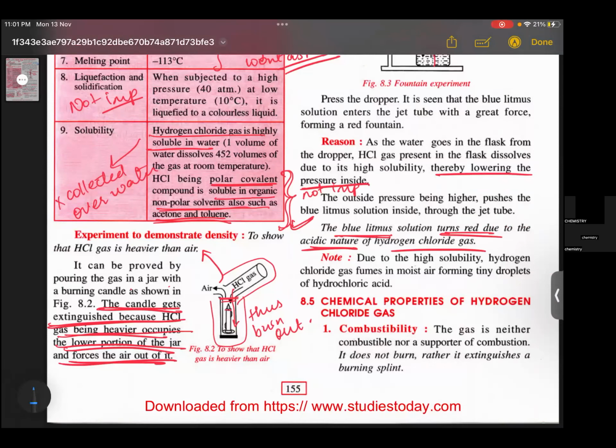Chemical properties. Combustibility. The gas is neither combustible nor a supporter of combustion. As seen here, it did not support the candle from burning. It immediately extinguished the candle. It does not burn, rather it extinguishes a burning splint. So this is important. Hydrogen chloride gas is neither combustible nor a supporter of combustion.